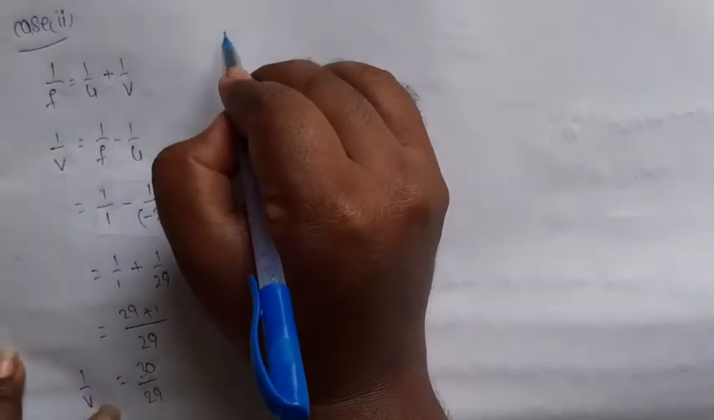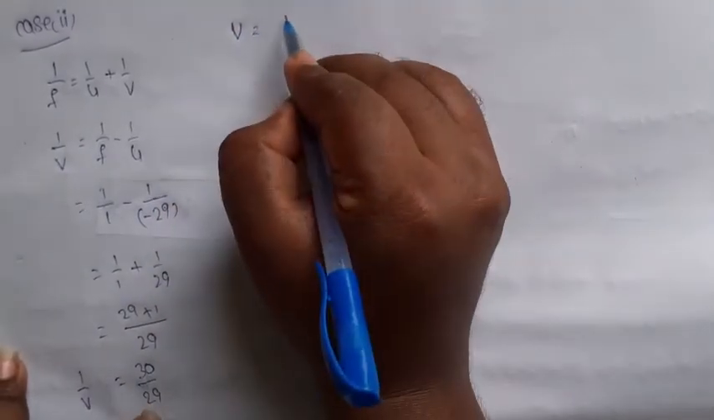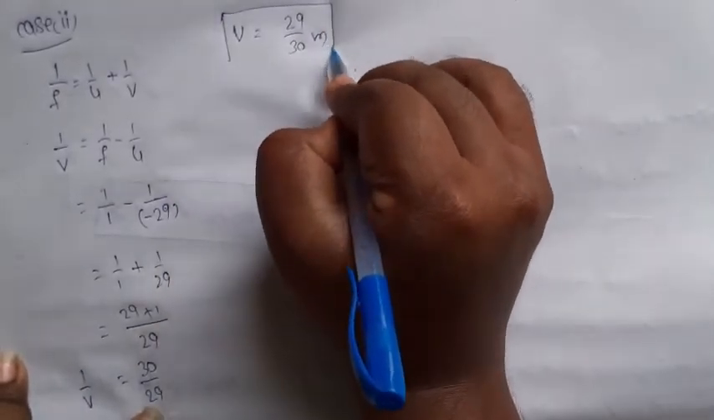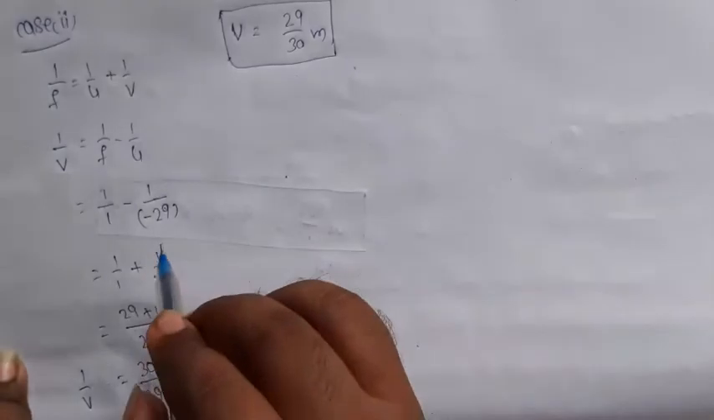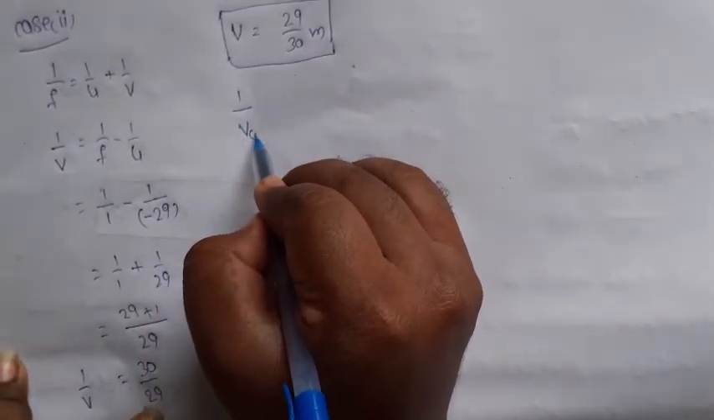We are going to find the v value, 29 by 30 meter. This is the v value. Okay. Next we are going to find the 1 by v naught value.